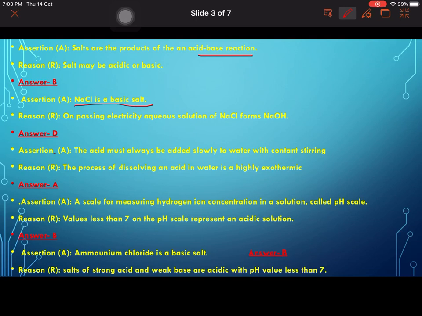A scale for measuring hydrogen ion concentration in solution is called the pH scale. And a value less than pH 7 represents an acidic solution. So both are correct, but the reason is not correct, so answer B.